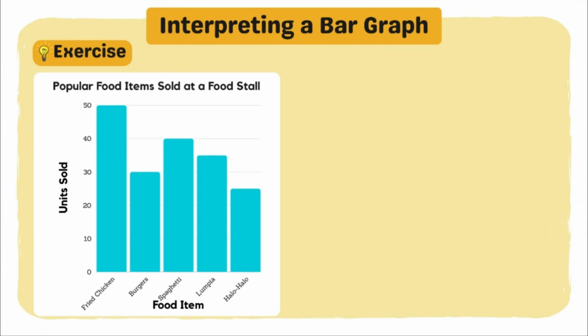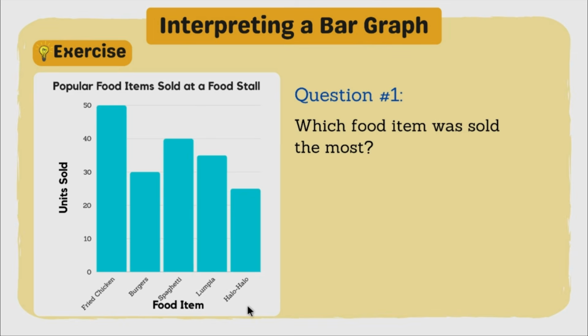Okay, now let's interpret a bar graph using this exercise. I have here a bar graph here on the left, and I'm going to present again series of questions. You can pause this anytime so that you can also think of your own answer. Ano? So first question here is, which food item was sold the most? Okay, again, take a look at our bar graph. Ito po yung mga popular food items sold at a food stall.